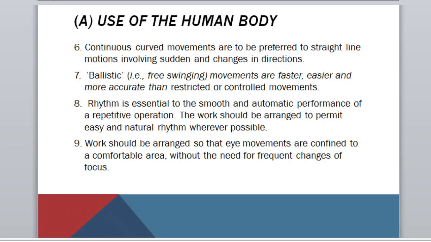Next is ballistic. So when we say ballistic, it is free swinging. So free swinging movements are faster, easier, and more accurate than restricted or controlled movements. So the worker, you have to study the distance per operator, right?